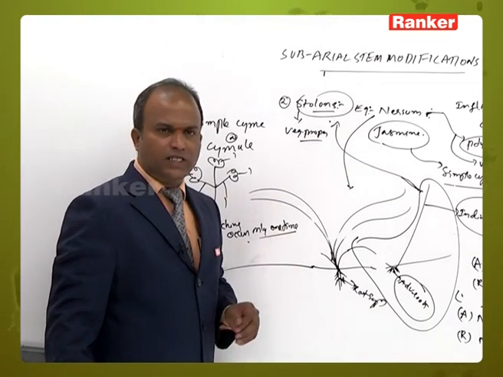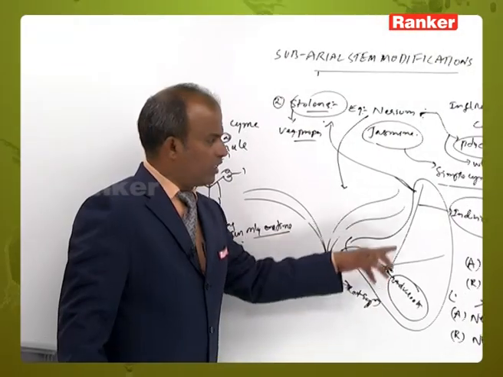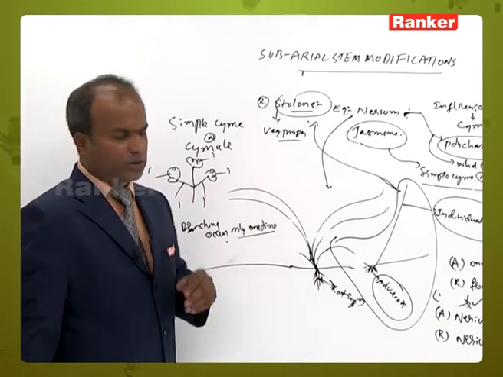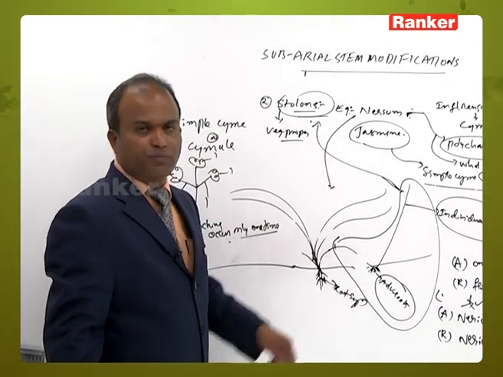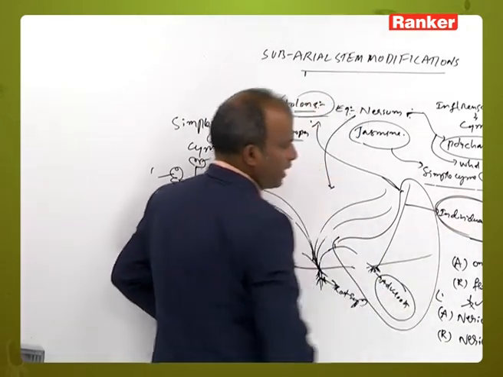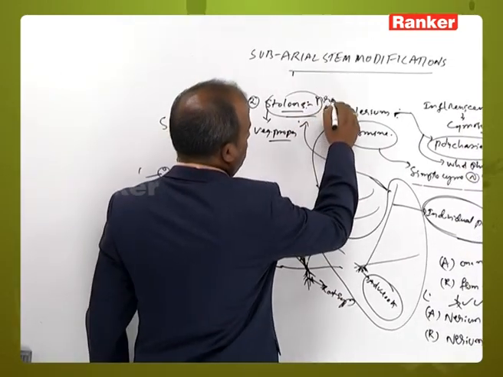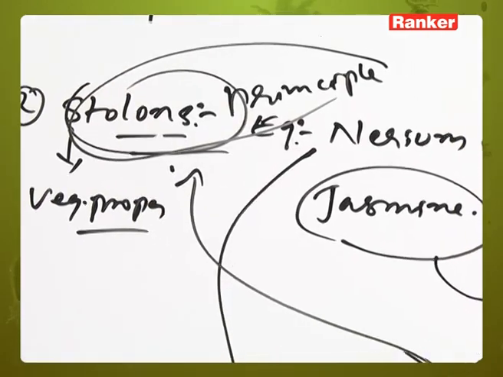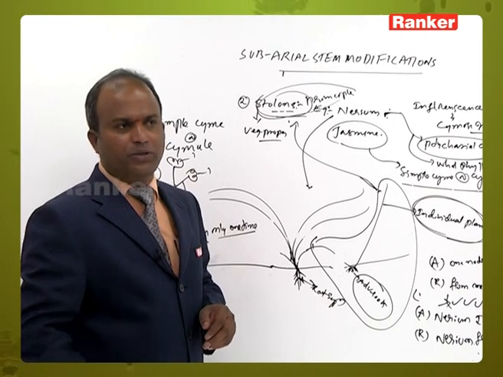And in nerium and jasmine, the branches developing from the basal part of the stem grow towards the soil and then become aerial again. Where the branch touches the soil, it produces adventitious roots. This branch is the stolon. If this stolon is broken and separated from the mother plant, it develops into an individual plant. The method of vegetative layering depends completely on the stolon principle. Within a shorter time, many plants are produced.